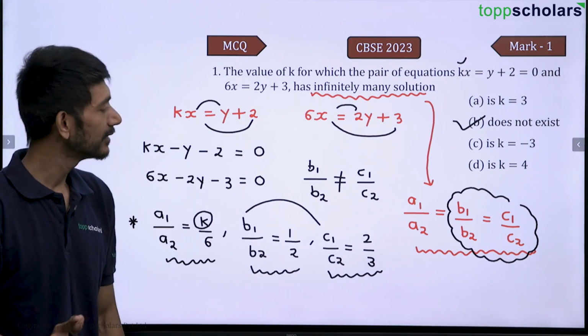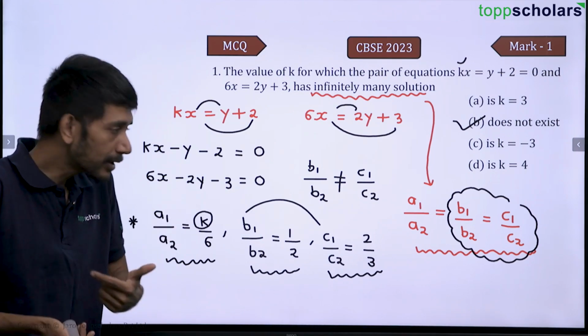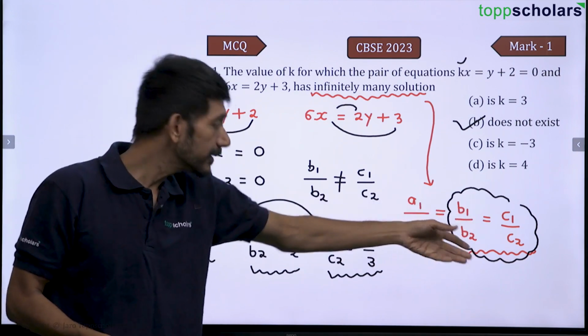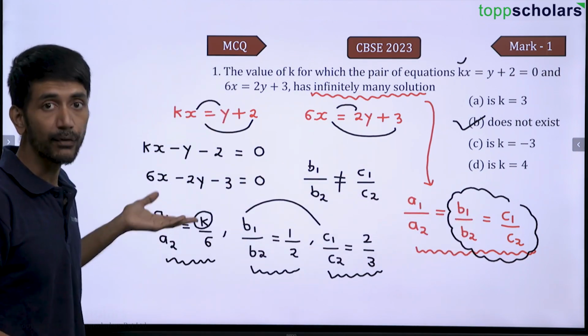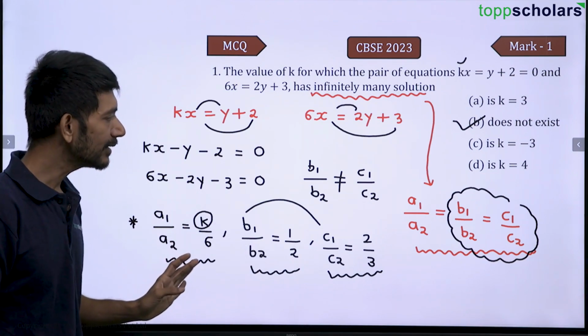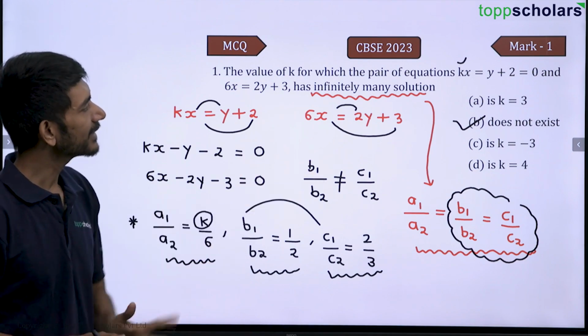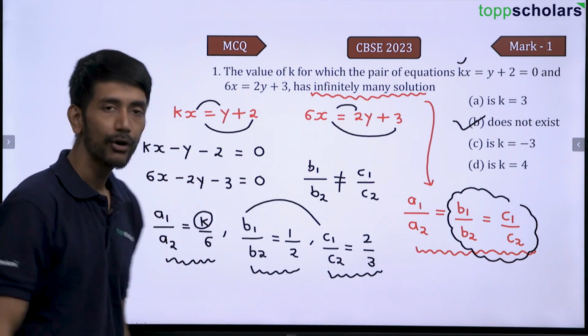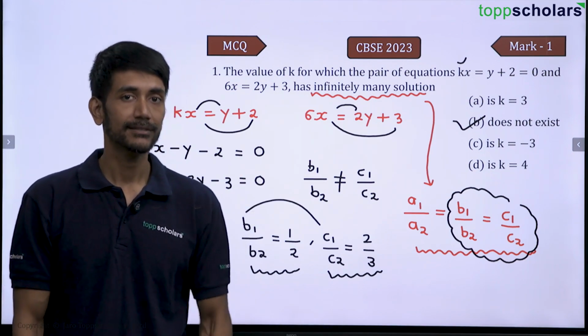I hope this part is clear because if we had got B1 by B2 equal to C1 by C2, then we might have checked for A1 by A2 as well. But clearly this is not going to happen, right? Therefore, we can say that the value of K does not exist. I hope you are understanding this part. Let's continue.